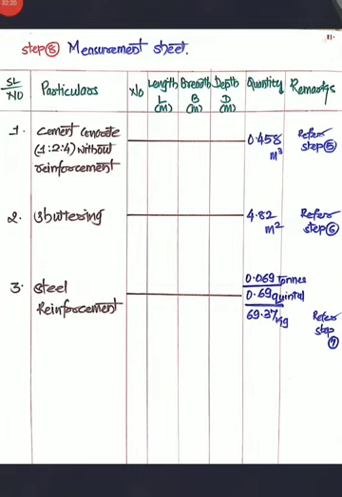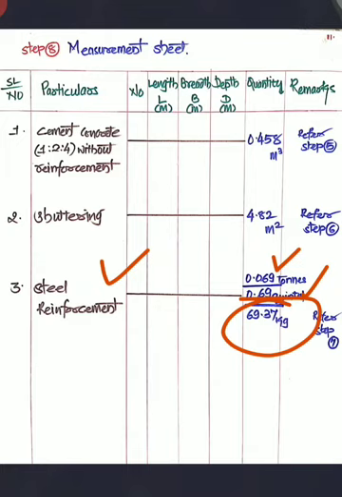Now the step number 8, that is measurement sheet. You will be having, see this, the particular numbers, length, width, depth, quantity, and remarks. So first is concreting, cement concrete 1:2:4 without reinforcement. Quantity we have determined in step number 5. You will be having the quantity of 0.458 meter cube. And shuttering, in step number 6 we determined this quantity, that is 4.82 meters square. And for steel reinforcement, in step number 7, if you see the bar bending scheduling, we have got this quantity, that is 0.069 tons, 0.69 quintal, that is nothing but the 69.37 kgs.